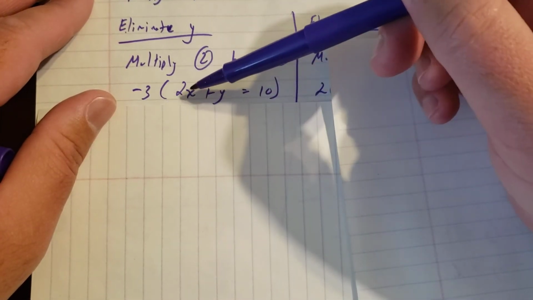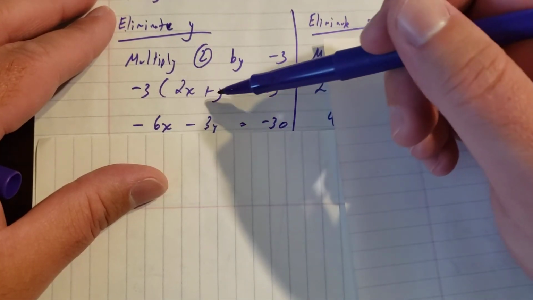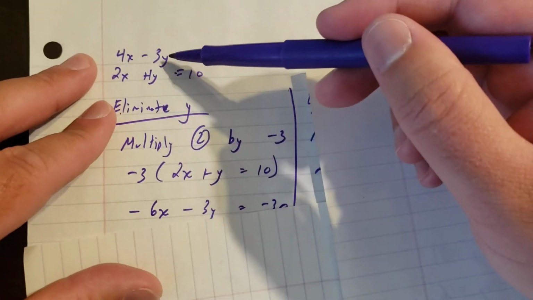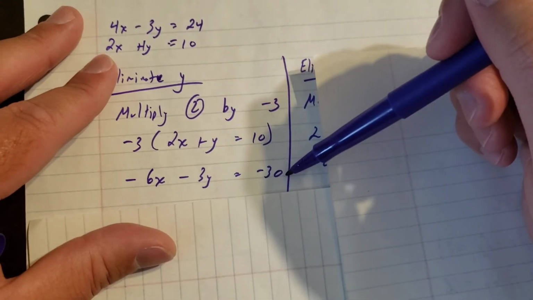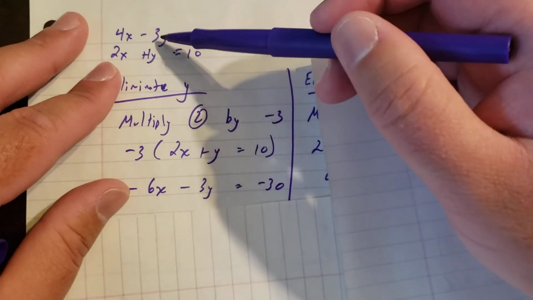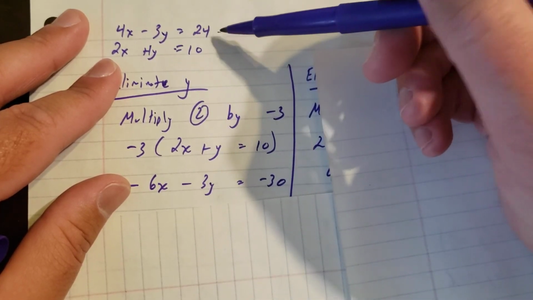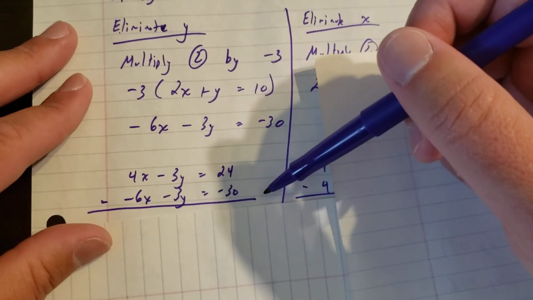So this gives me negative 3 times 2x, which is negative 6x, negative 3 times y, which is negative 3y, the same term that's up here now, the same coefficient on the y term, and negative 30. You notice that these both have negative 3y, so I don't need to do anything with the first equation. I can leave it as is and just subtract these now.